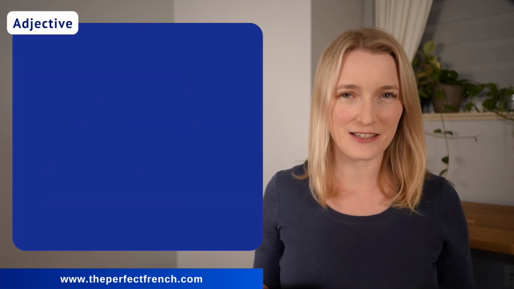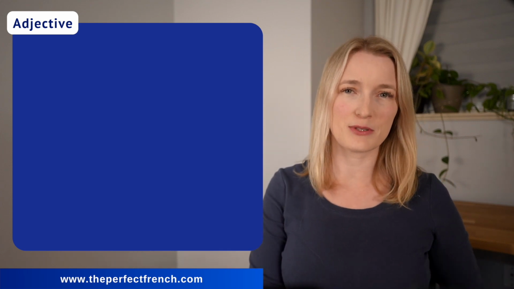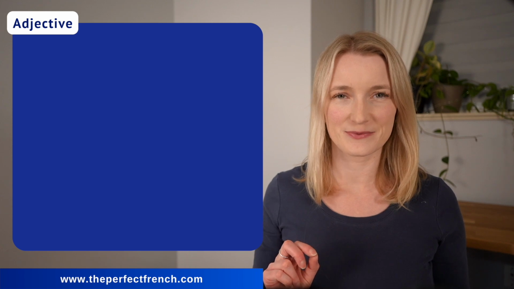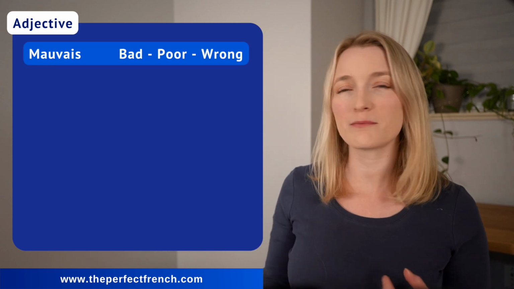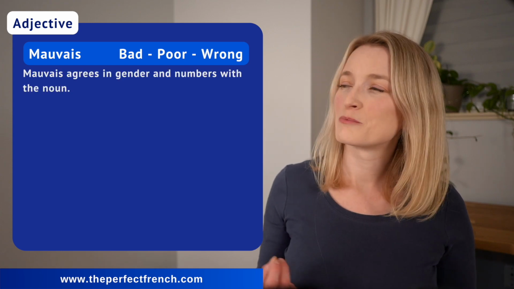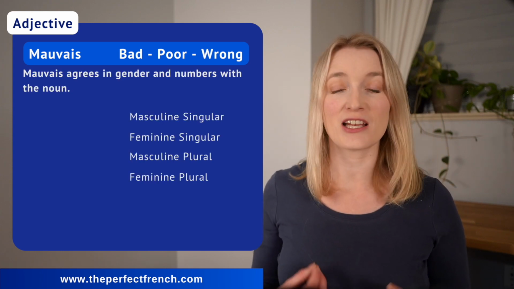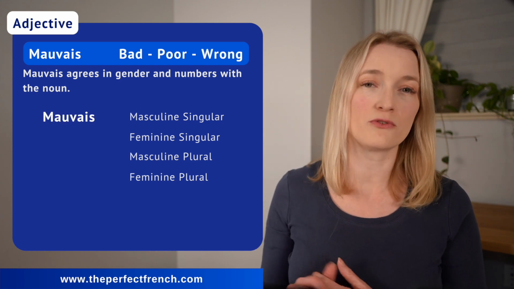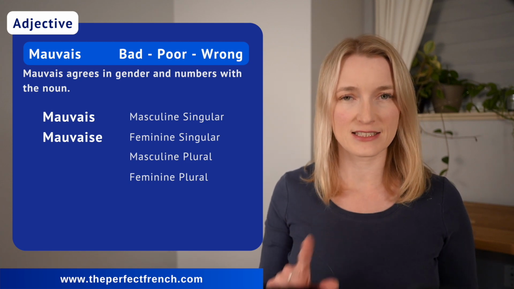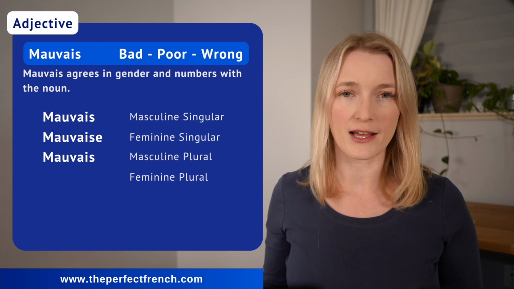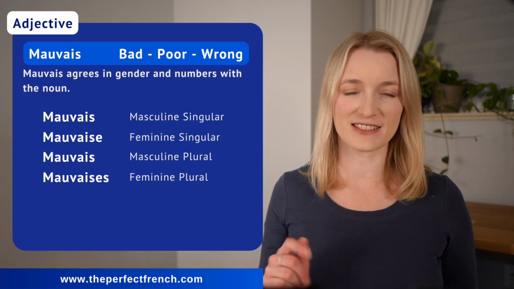Now that this is clear, let's see the difference between mauvais and mal as adjectives. Starting with mauvais, which can mean bad, poor, wrong. Mauvais agrees in gender and number with the noun. So we'll have mauvais, mauvaise, mauvais, because we don't add a double S, and mauvaise.